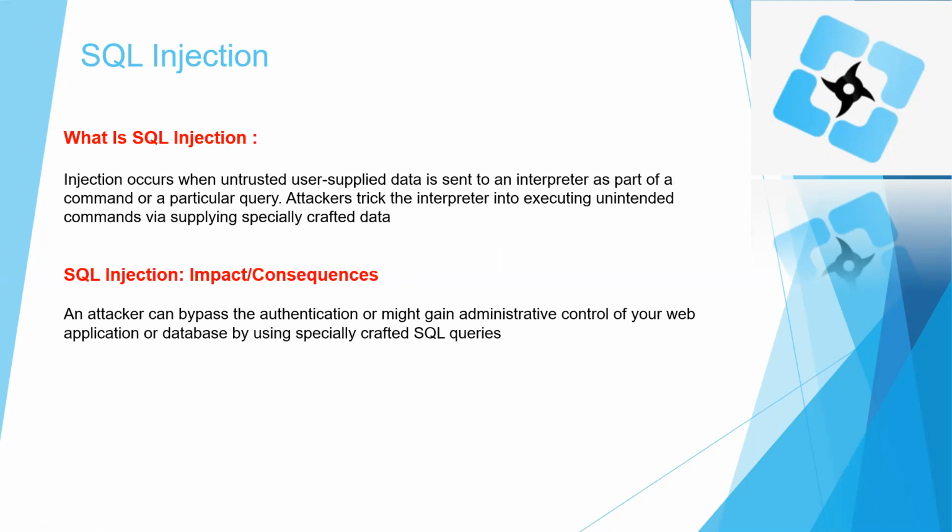Now, what is a SQL injection vulnerability? The OWASP Top 10 definition says injection flaws occur when untrusted user-supplied data is sent to an interpreter as part of a command or a particular query. Using this, an attacker can trick the interpreter into executing unintended commands by supplying specially crafted data.